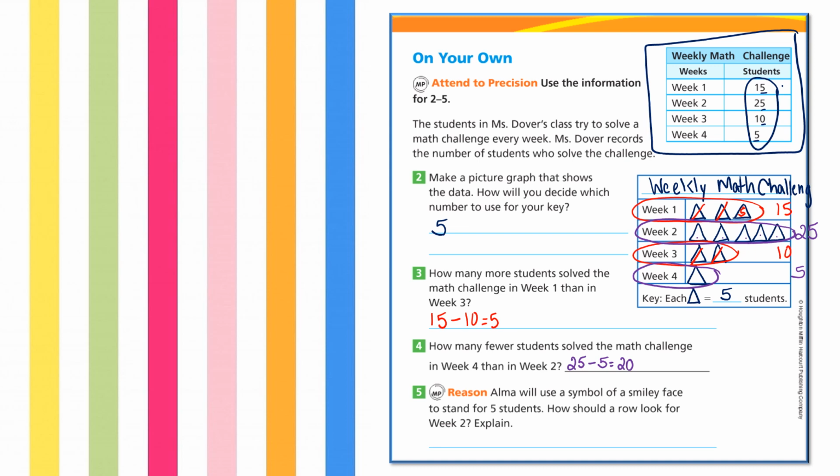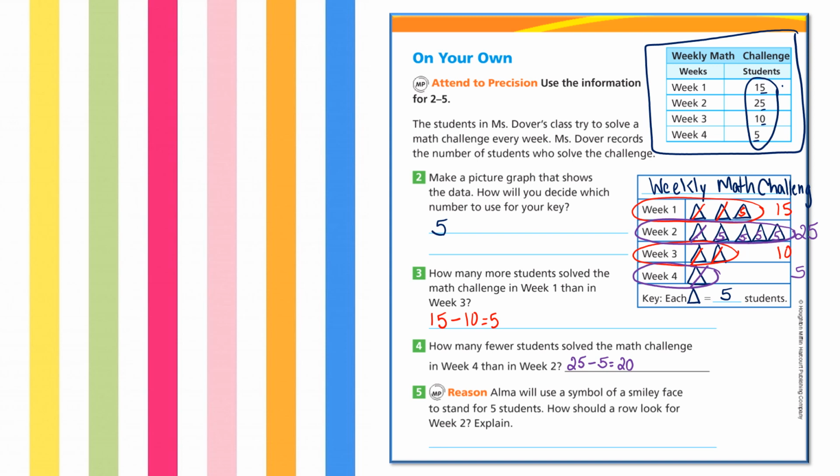But I could also use my picture graph, the symbols. So the only thing they have in common is 1 complete triangle. So I'm going to cross that off. And then the difference is that there are 5, 5, 5, and 5. So 5, 10, 15, 20. So week 4 has 20 fewer students.